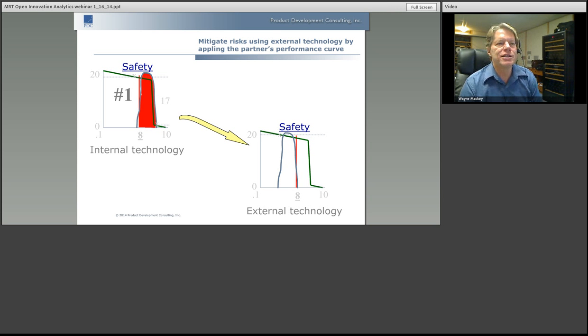I've spent a lot of time on risk. As I mentioned, I'm trying to do some inch-wide and mile-deep dives into some of the aspects of open innovation. Necessarily, I can't cover everything at a deep level, but let's move on a little bit from the risk.